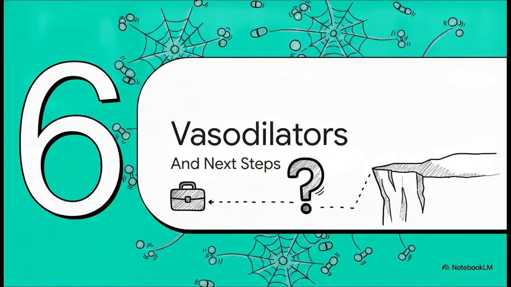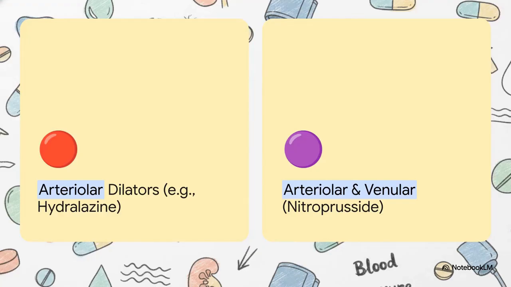Let's check out the final tool in our toolbox before we set up a pretty major cliffhanger. So, vasodilators are drugs that directly relax the smooth muscle in your blood vessels. But we really need to differentiate between two specific types here. On one hand, we have arteriolar dilators, which specifically target the arterioles, the small arteries. Examples here are hydralazine, minoxidil, and diazoxide.